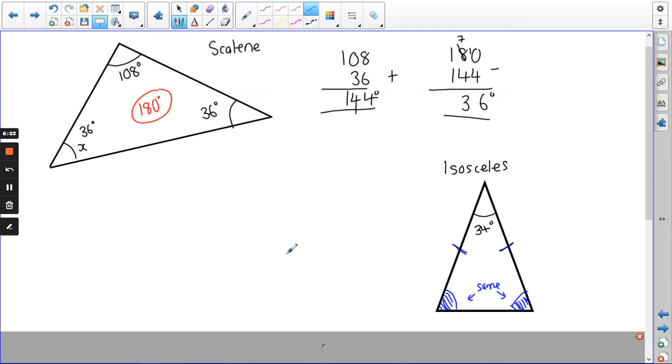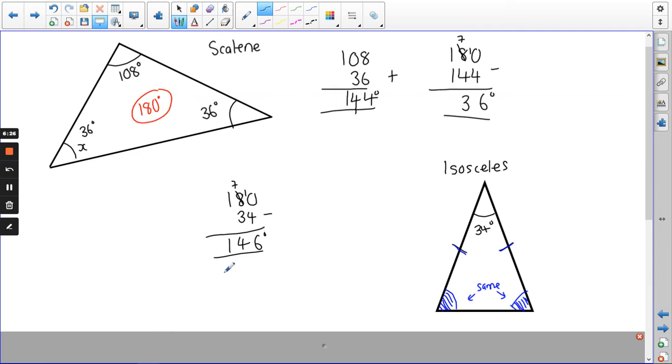So what can you do? There's nothing to add up because there's only one angle in the question. So the only thing we can do is take that one angle away from 180. Okay, so 180 take away 34. We're going to have to borrow. So 10 take away 4 is 6. 7 take away 3 is 4. 1 take away nothing is 1.